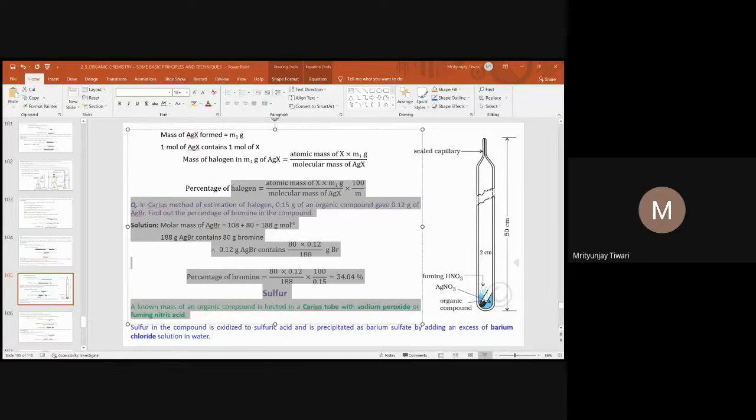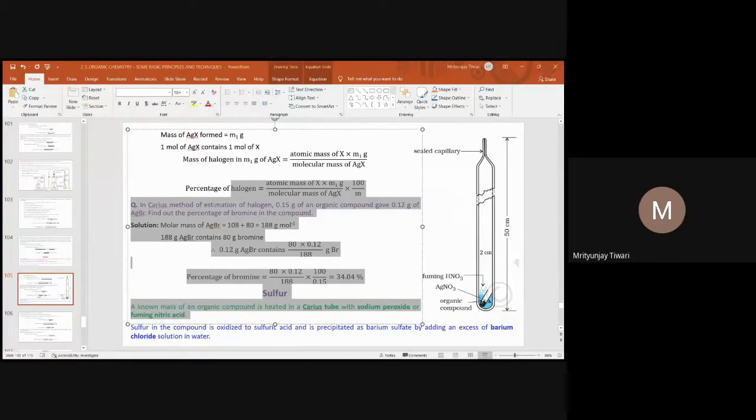So in the carrier tube, other than the organic compound, you can simply add fuming HNO3 and we see this reaction. Later, in place of AgNO3 that we had taken in the detection of halides, we add barium chloride. As in the case of halogens, where halides are formed, in the case of sulfur, if it is present in the organic compound, sulfide will be formed. And that sulfide, when it reacts with the barium chloride, will form barium sulfate because it is a solution.